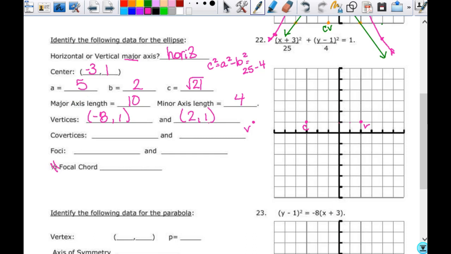And then my co-vertices. From the center, b is 2, so go in either direction. There are my co-vertices. So my y is changing from my center point. So this is -3, 1 minus b, so that's -3, -1, and 1 plus b, -3, 3.